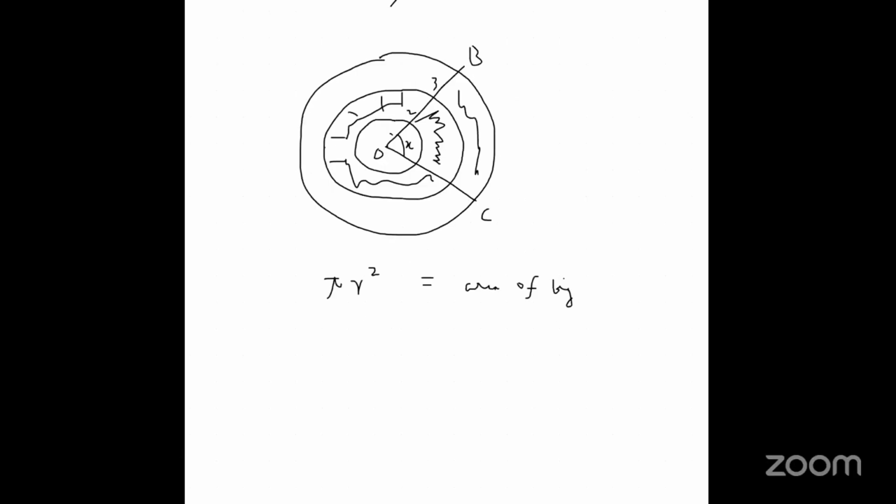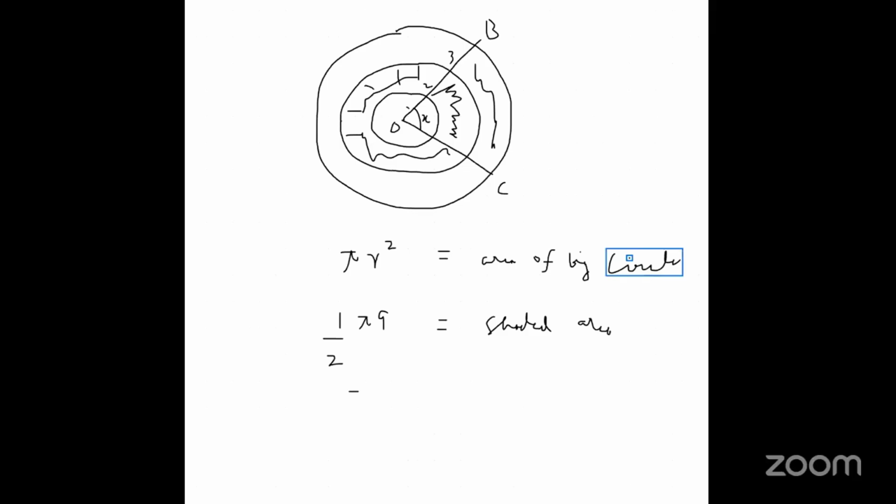So this is the area of the big circle. And so the shaded area is half of this area, right? Because we are covering the shaded part and the unshaded part together, and the shaded and unshaded parts have equal area. So the shaded area is half of pi r squared, which is half of pi times 9. So it's 9 pi over 2. That is the total shaded area, right?